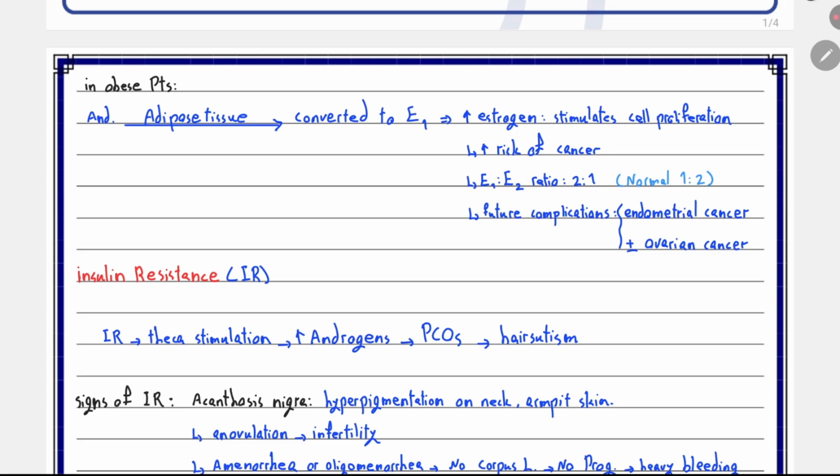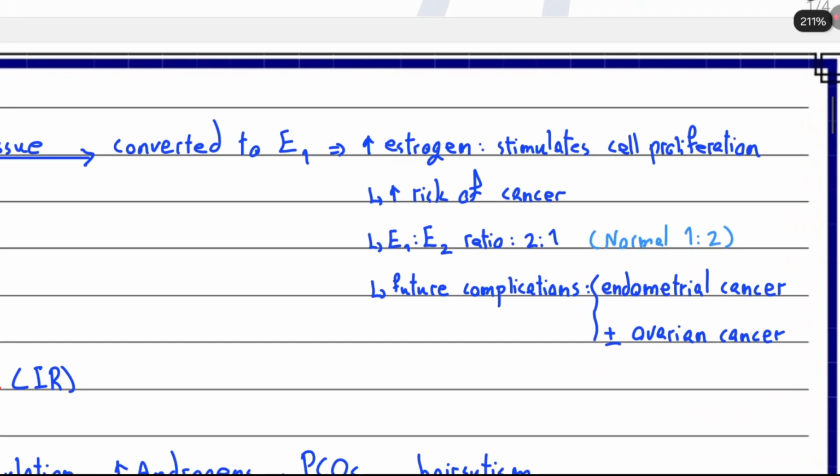And if I want to explain these two conditions in detail, in obese patients, when we have high concentrations of androgens, because these patients have high amounts of fat tissue, adipose tissue, these androgens are converted into estrogen type 1, E1, also known as estrone. And whenever we have a high concentration of estrogen in the bloodstream, this hormone stimulates different cells to proliferate. And of course, when we have uncontrolled cell proliferation, what will happen?